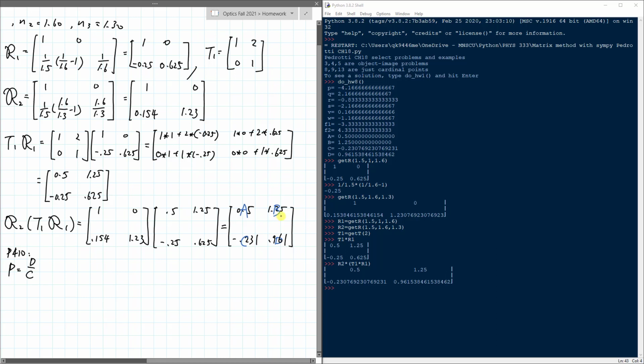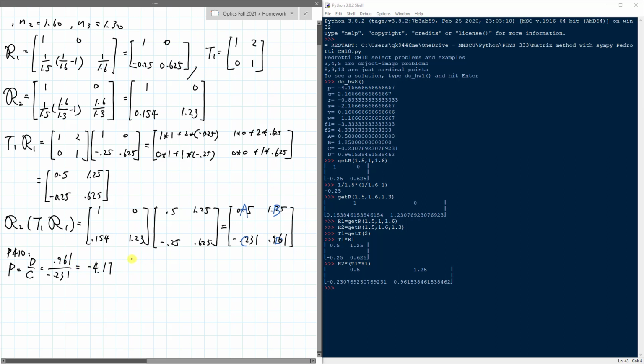So D over C is this over that. It's going to be 0.961 over negative 0.231. So a little over negative 3, and we got negative 4. Actually, yeah, negative 4. So negative 4.17.